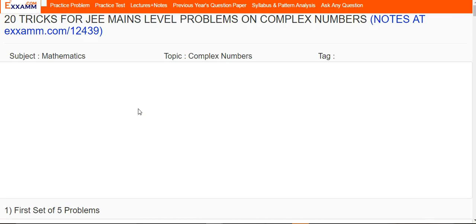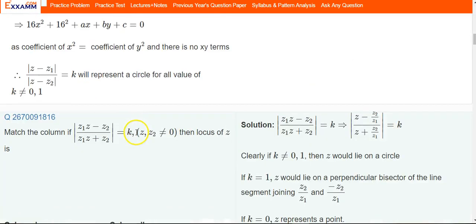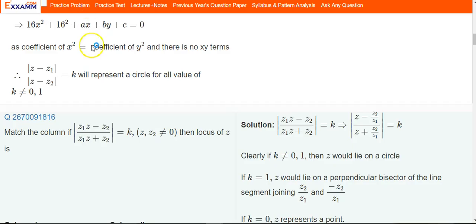To select these 20 problems we had to search almost thousands of problems on complex variable, so that we can get representative problems which are not repetitive. Some of these problems are from previous year JEE exams, and these problems have been from our database of more than 1000 problems on complex variables. Now the first problem that we will do is this.